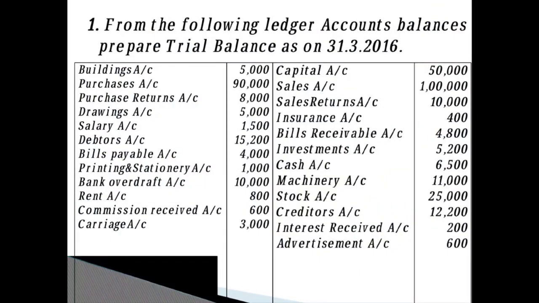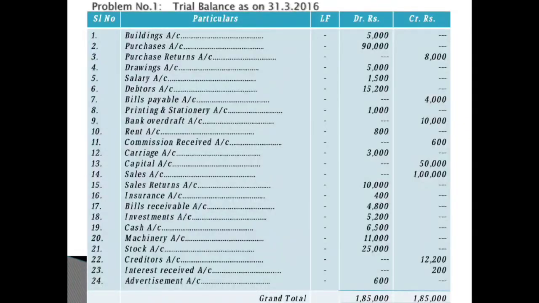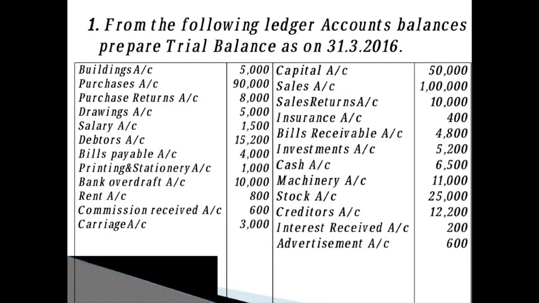The next we have creditors account, 12,200. Now creditors, we know, right? They are the persons to whom we have to pay the amount. They are called creditors here. So creditors are always a liability for us, which we have to pay, which shows a credit balance here. See, creditors we have recorded as the 22nd, which shows a credit balance, which you are going to record on the credit side, 12,200. The next you have the 23rd, that is interest received, 200.